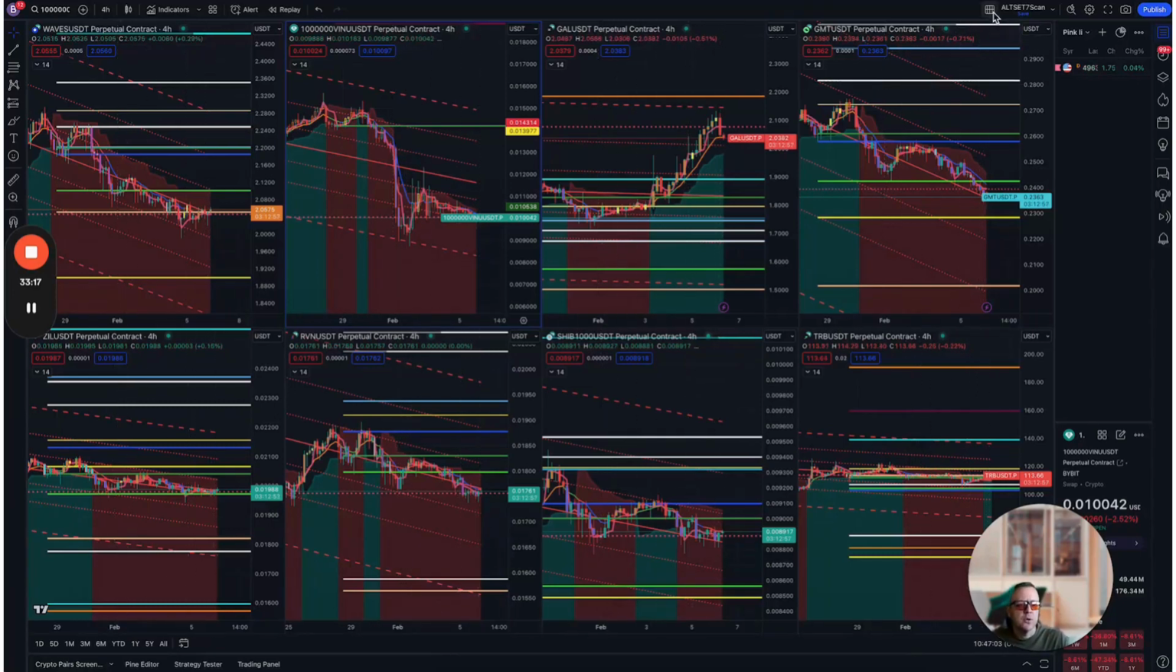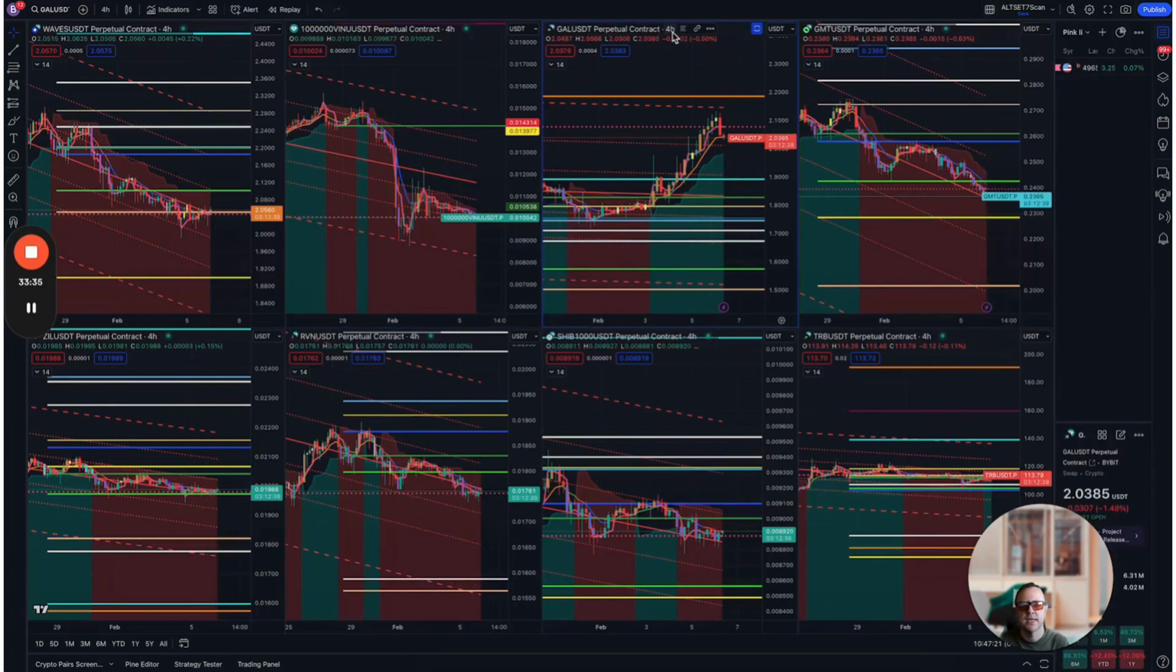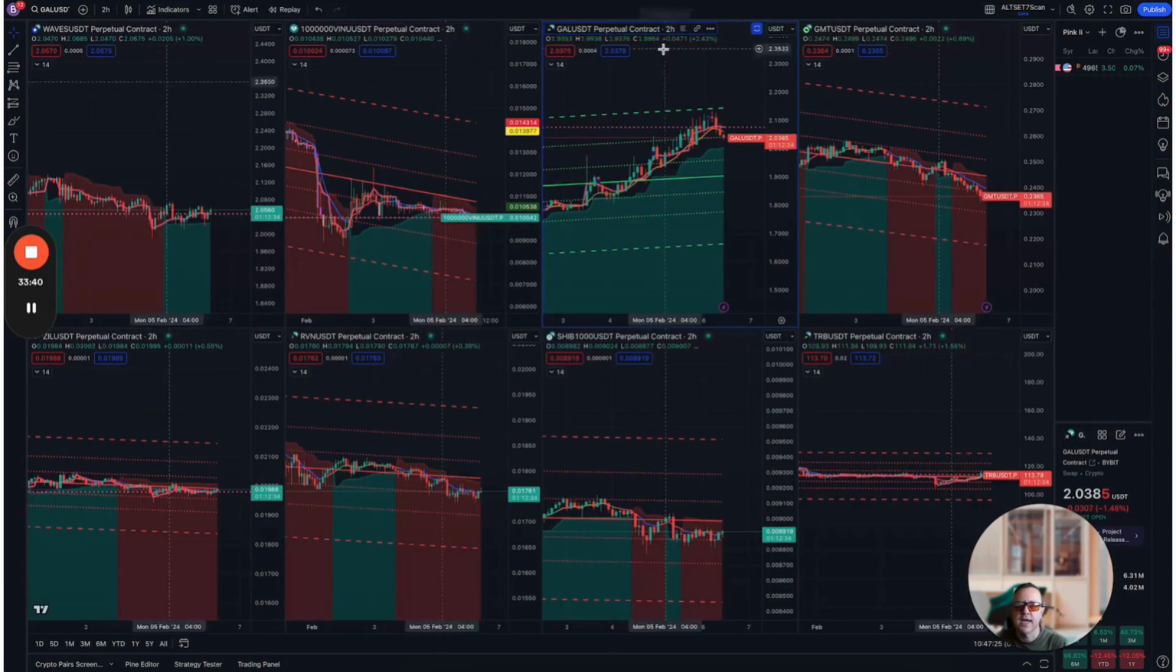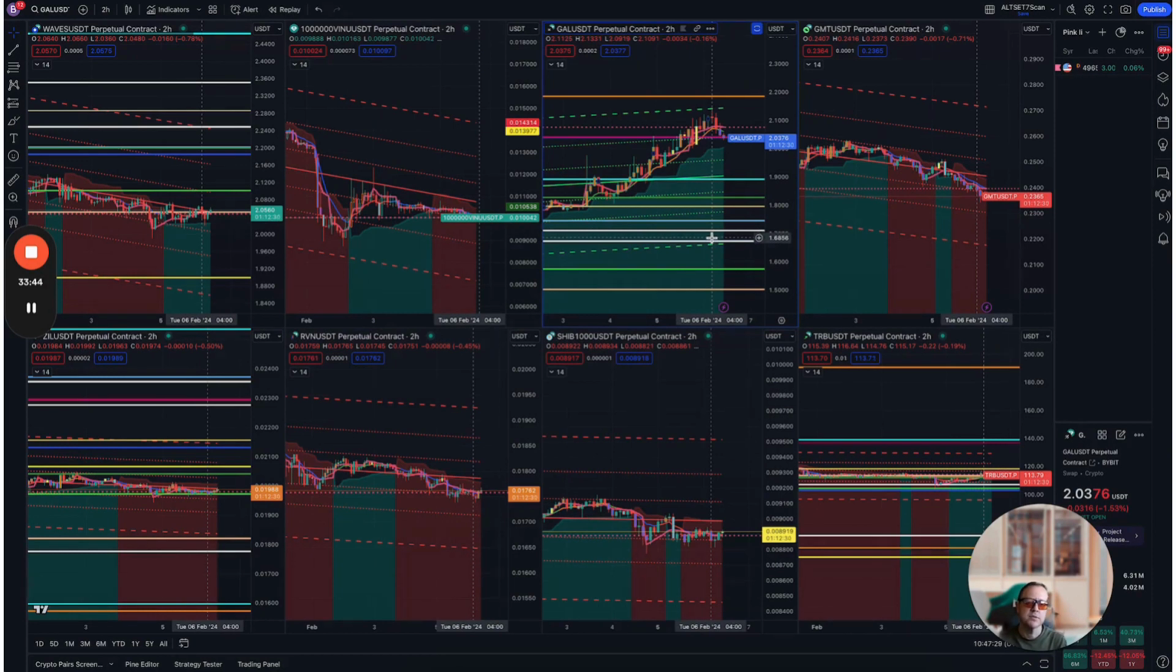So I want to show another two things while I'm here. One, I want to let everyone know that if you want to have a chart where all of your time frames change at the same time, then you want to check this interval chart, right? What that does is I can go here with this scanner that I have, and everything will stay the same, except all of them are now on the 2 hour time frame.